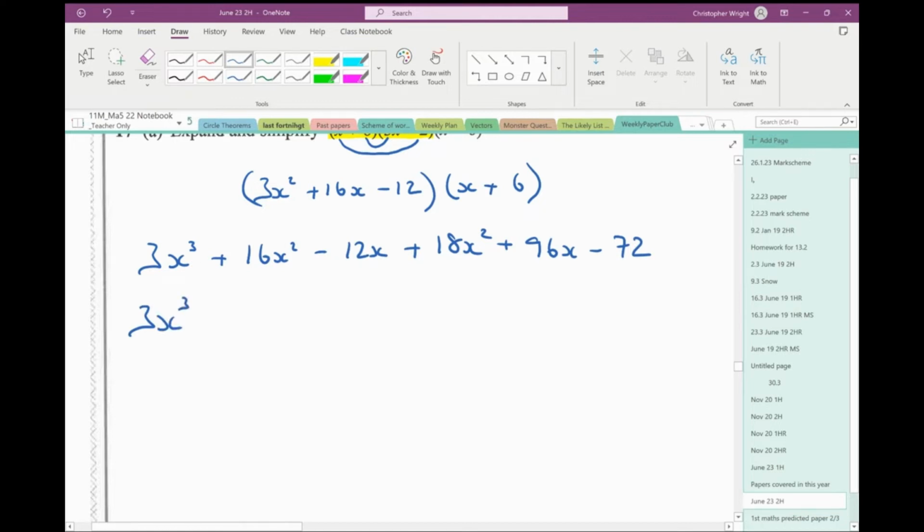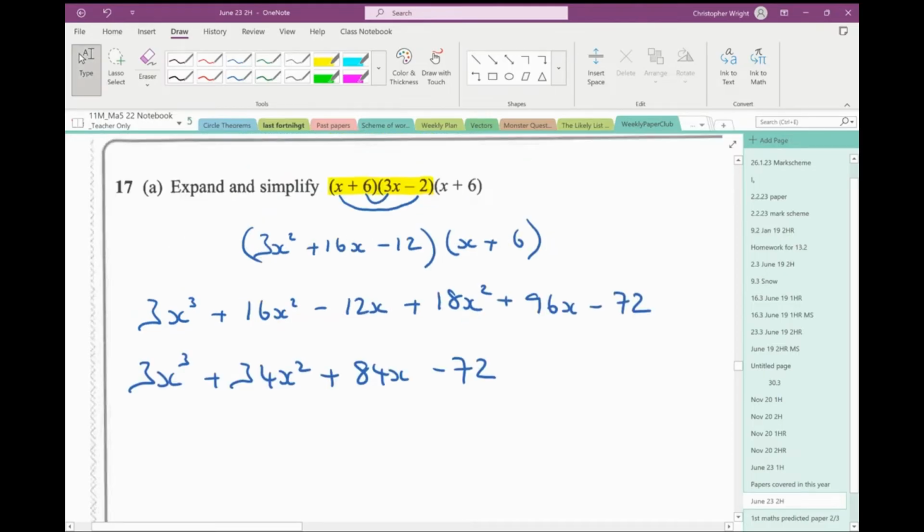x squared, I've got 16 plus 18, so that's 34x squared. Plus, because minus 12 plus 96 is 84x, minus 72 at the end. So that is part A done.